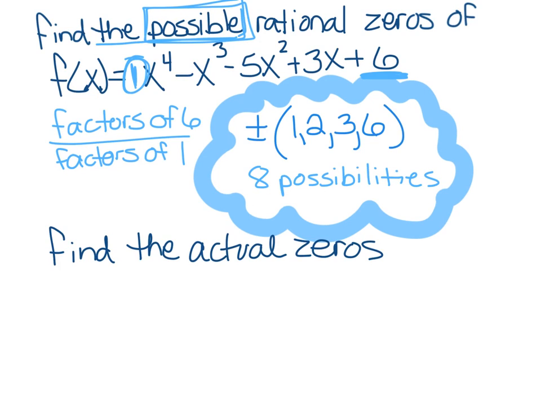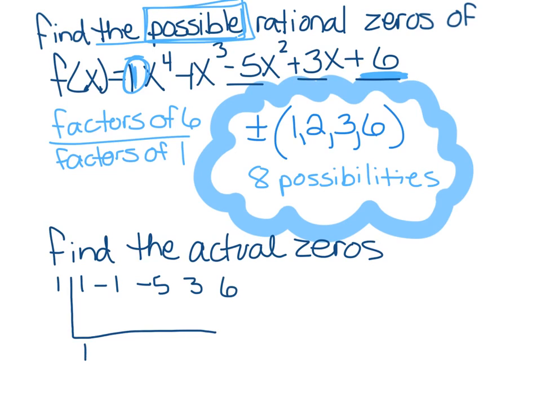So we'll just keep going with this same one that we're doing. Now we're going to find the actual zeros. I now have a list of 8 possibilities. That's a lot to test, but it's better than just picking random numbers out of the air and testing them. And I always just start at the beginning of the list. I start with 1, and I do synthetic division into my polynomial, which is 1, negative 1, negative 5, positive 3, and 6.